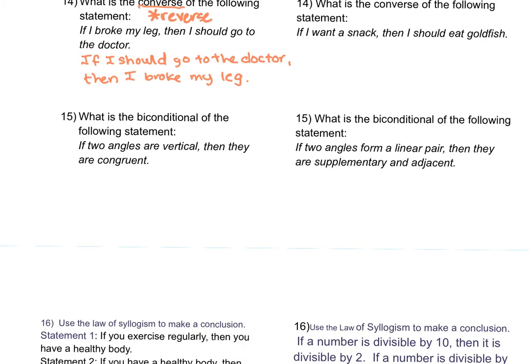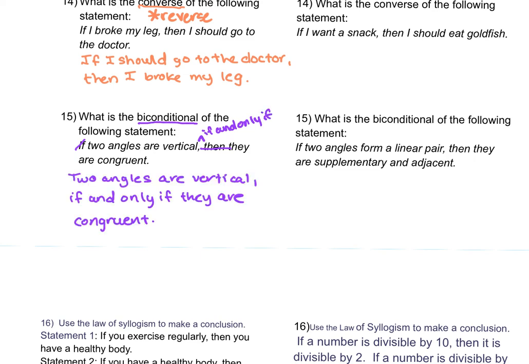All right, this next one wants the biconditional. So the biconditional is the if and only if. So we're going to use if and only if, and we're going to drop the word if and drop the word then, and then add if and only if to the middle.